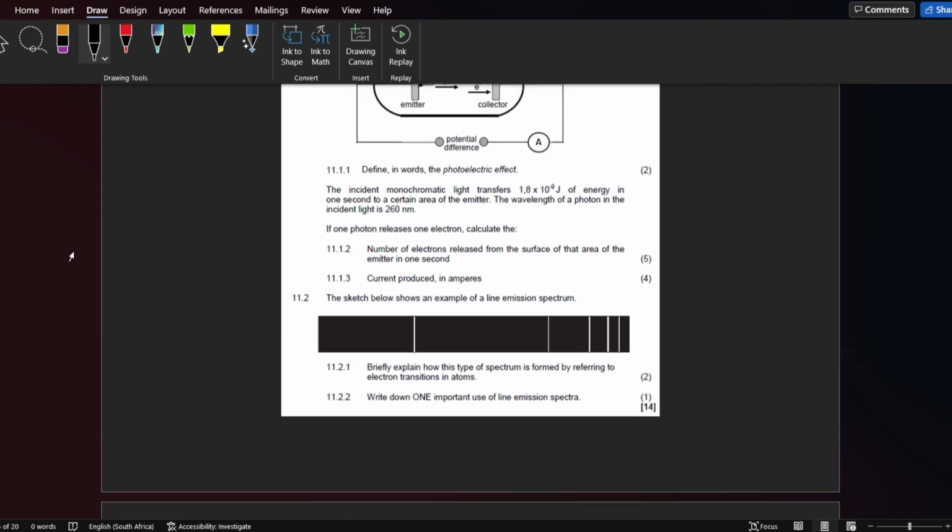Okay, going back to our question, 11.2 asks, the sketch below shows an example of a line emission spectrum. So notice how there are large dark patches with these tiny white or light patches which resemble the frequency of light bands emitted. 11.2.1 asks, briefly explain how this type of spectrum is formed by referring to the electron transition in atoms.